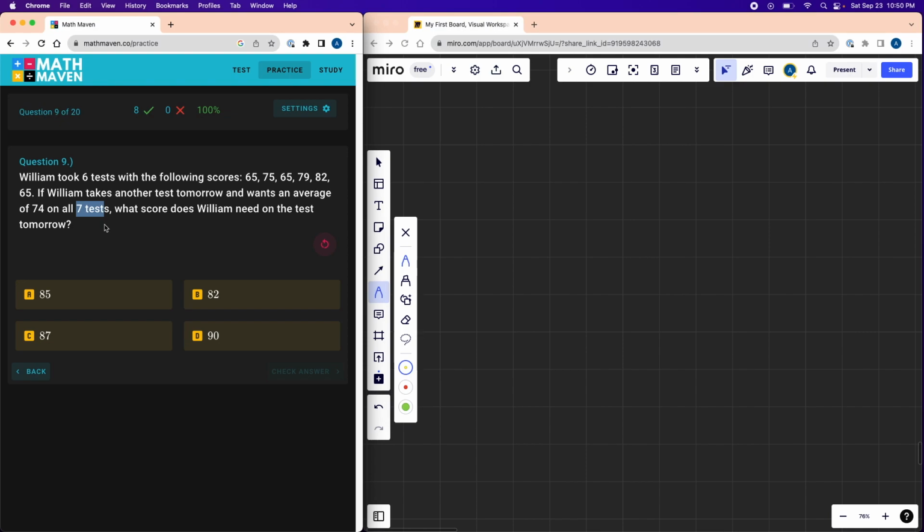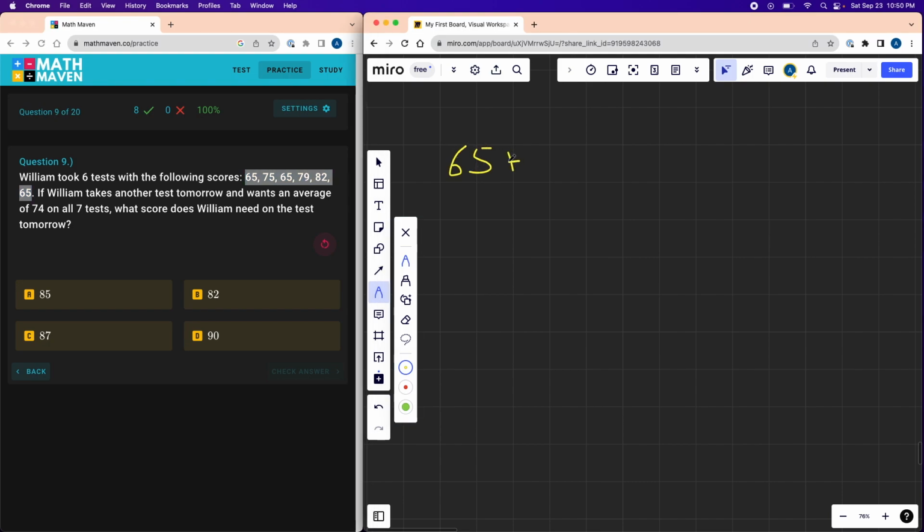7 of his tests? Well, first of all, how do we calculate average? Average is the sum of all the things you have divided by the total amount of things that you had, right? So we have 6 tests right here, and we know that he's going to take some unknown test tomorrow. We'll call that X in sort of algebra land. Let's go ahead and write that down right now.